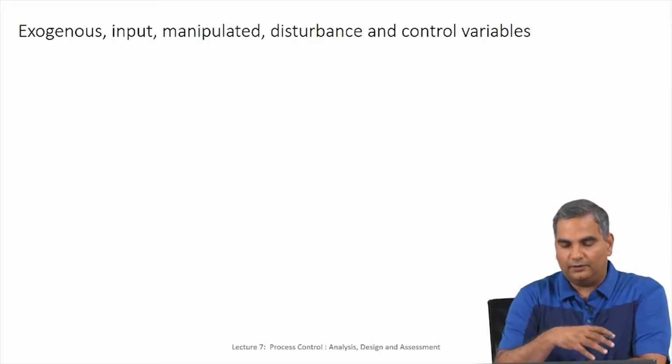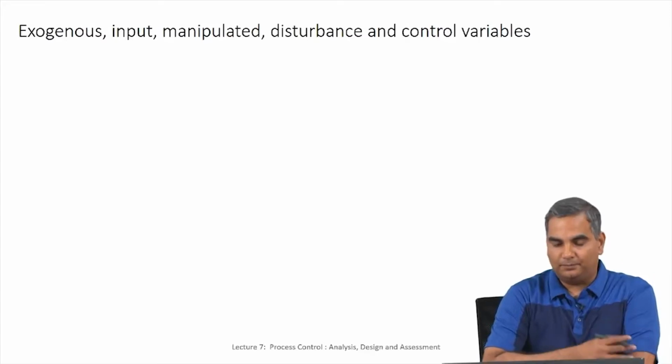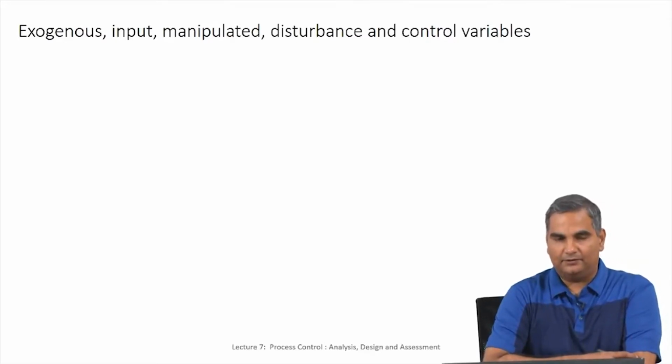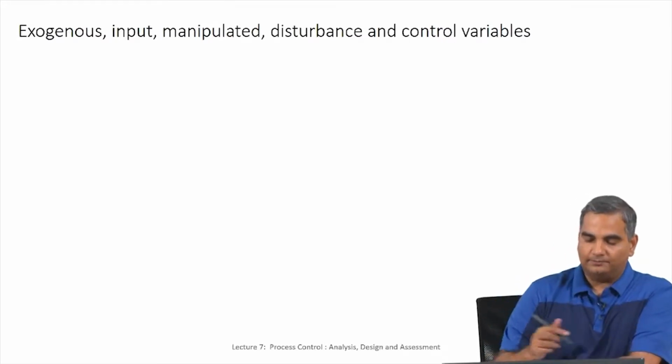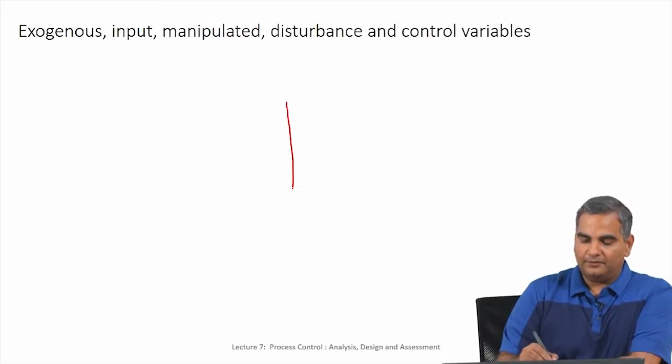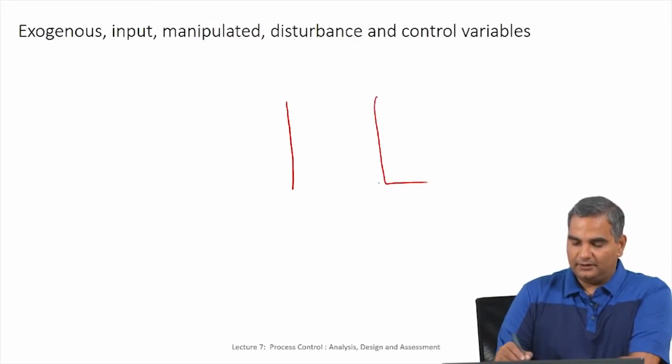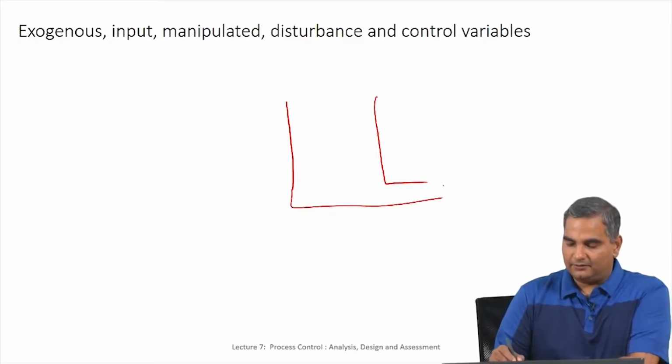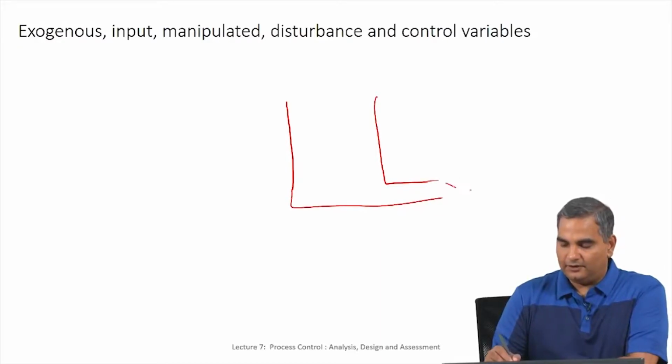So, I just want to explain to you what these are, and I will also show you how, depending on how you design your process, an exogenous variable in some case could be an input variable, or a disturbance could be made into a manipulated variable if you add some instrumentation and so on. So, to do this we will take the same very simple tank example that we have been talking about, and in all of these examples I have had a valve here.